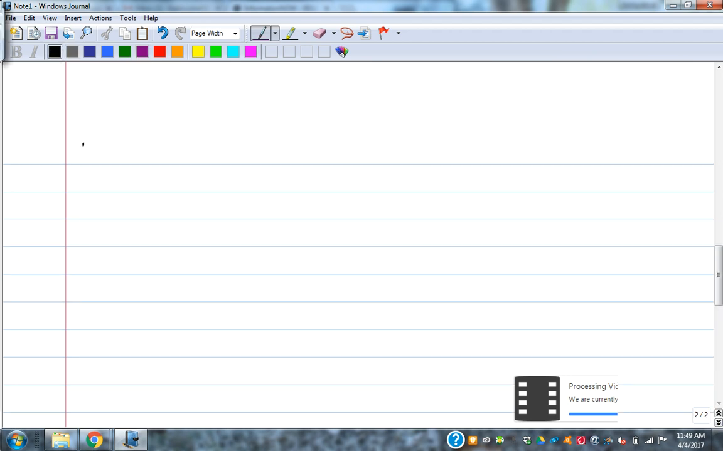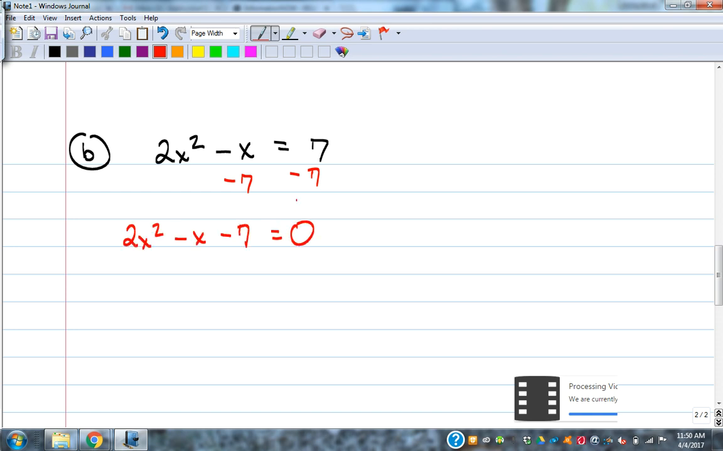All right, let's look at example B. 2x squared minus x equals 7. If I'm going to solve that using the quadratic formula, what does it have to be equal to first? 0. It's the same rules as it was for factoring. If you were going to factor it, you had to get it equal to 0 as well. So let's subtract 7. So it's 2x squared minus x minus 7 equals 0.